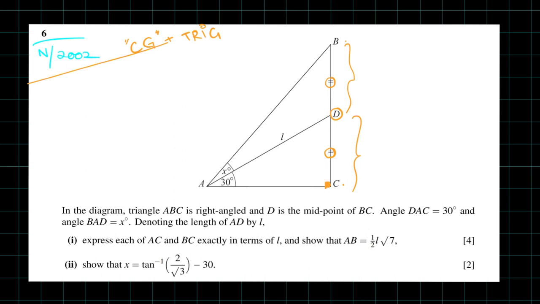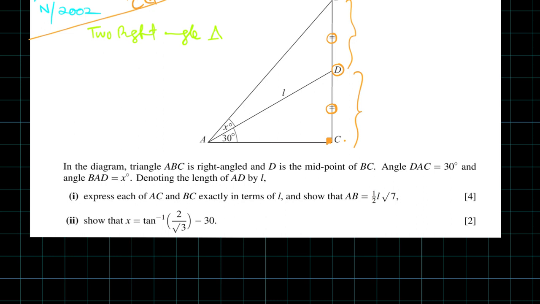Now, first of all, we have to keep in mind that there are two right angle triangles. The first right angle triangle is which one? That is this one, which is A, B and C. That is the triangle which is right angled. Similarly, we have the other one, that is A, D and C. This is also right angled. So let me focus on this one, which I'm highlighting right now. And the angle over here is 30 degrees. So let me draw it out.